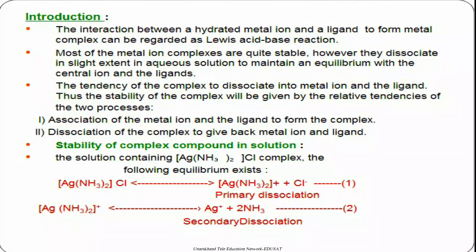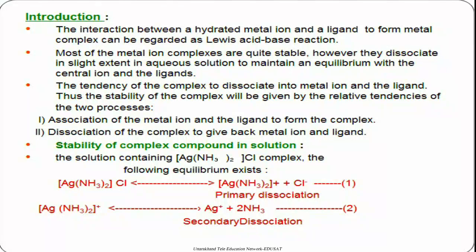The interaction between a hydrated metal ion and a ligand to form a metal complex can be regarded as a Lewis acid and Lewis base reaction. Most of the metal ion complexes are quite stable. However, they dissociate to a slight extent in aqueous solution to maintain an equilibrium with central ion and ligand, the tendency of the complex to dissociate into metal ion and ligand.